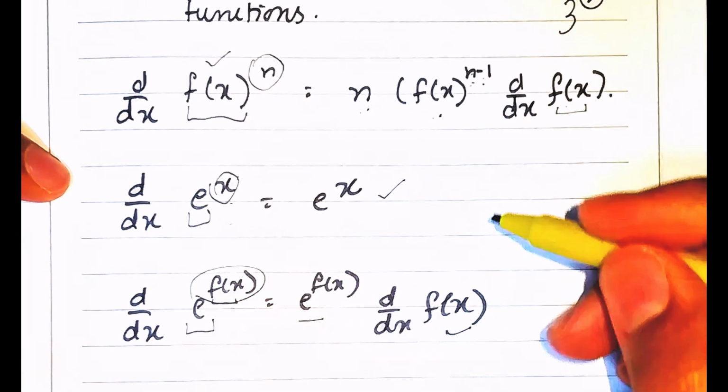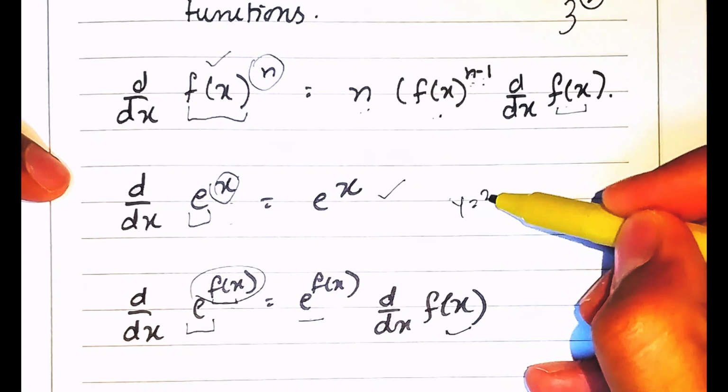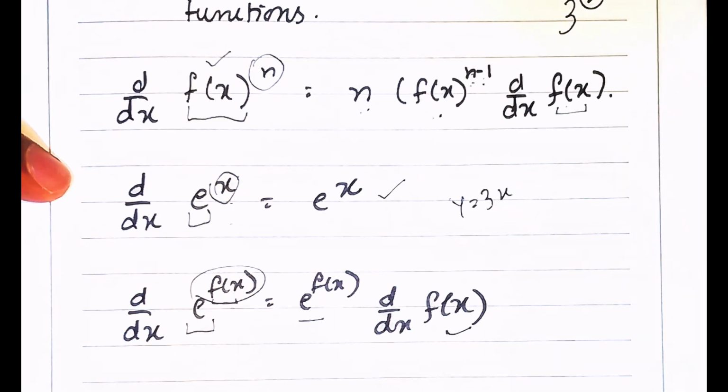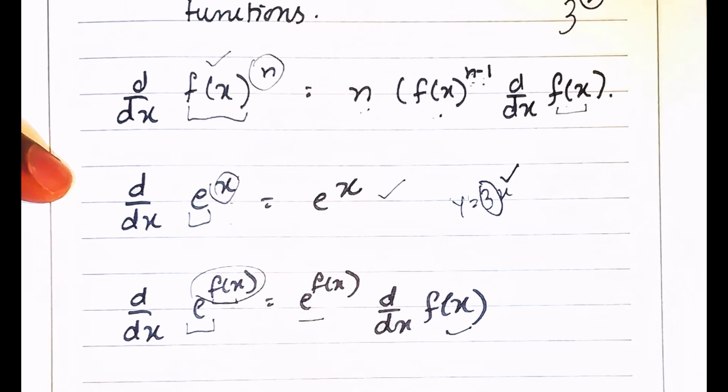Now what is a function? Let me give you a very basic function, so y is equal to 3x. A function is anything which is a mix of constants and variables, so you have a constant and you have a variable. If you have such a thing with e and that function is present in the exponent, you have to take its derivative too.